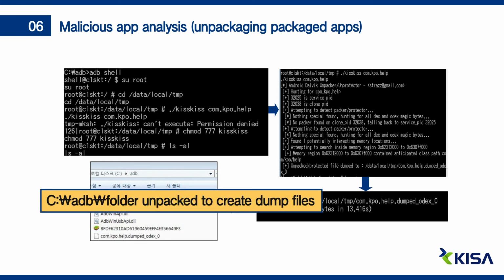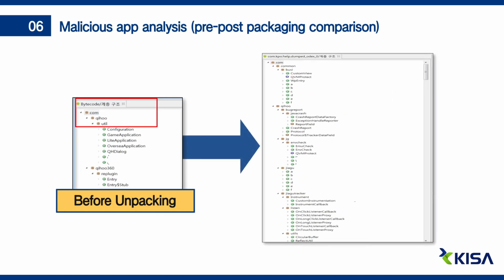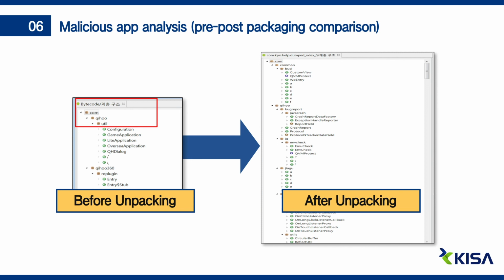ADB is a multi-purpose command line tool that allows you to communicate with your device through the Android Debug Bridge. ADB is used for various tasks such as installing and debugging apps. In addition, ADB provides access to the Unix shell, which can be used to execute various commands on the device. You can download ADB from the Android SDK Platform Tools page. This slide shows the screen of the unpacked dump file uploaded to JEB. As you can see, the DEX codes are shown, unlike the previous slide.